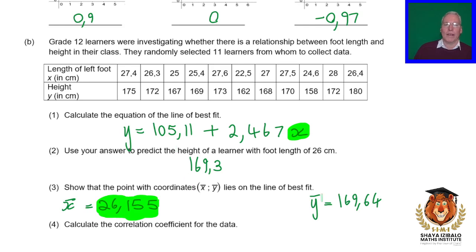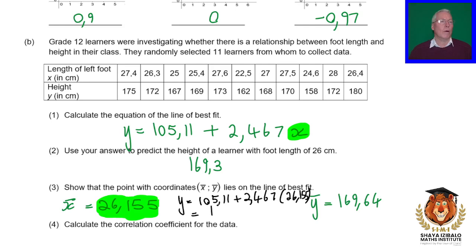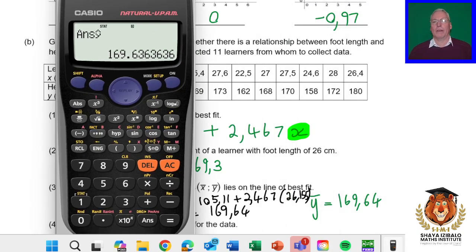Okay, so I know you might say, Paul, have we really shown it? If you needed to, you could just write down that you've substituted it in. So in other words, you could go y equals 105,11 plus 2,467 times 26,155, and then say equals 169,64. Right, which is what, as you can see, our calculator gave us.